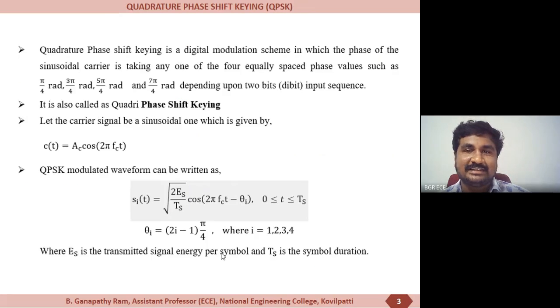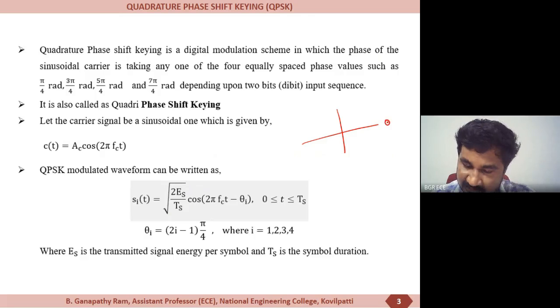Quadrature phase shift keying is a digital modulation scheme which modulates the dibits of the incoming binary data. The quadrature phase shift keying is a digital modulation technique in which the phase of the sinusoidal carrier is varied in accordance with the binary dibit data. As we already know, the phase angle ranges from 0 to 2 pi.